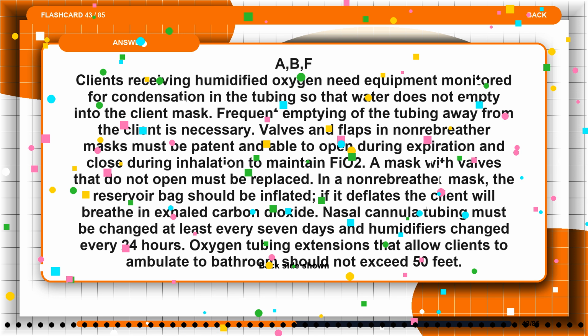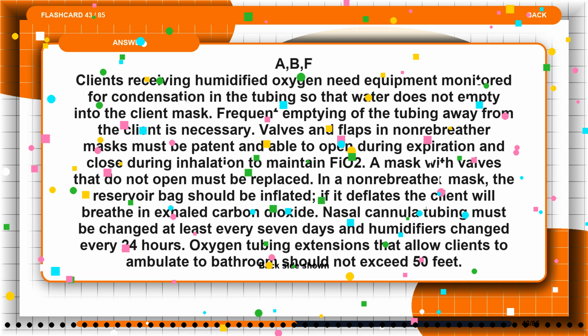Valves and flaps in non-rebreather masks must be patent and able to open during expiration and close during inhalation to maintain FiO2. A mask with valves that do not open must be replaced. In a non-rebreather mask, the reservoir bag should be inflated. If it deflates, the client will breathe in exhaled carbon dioxide.